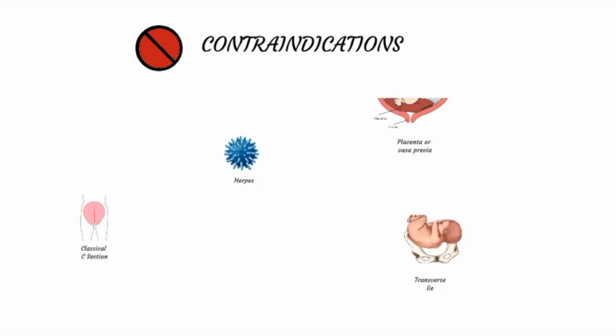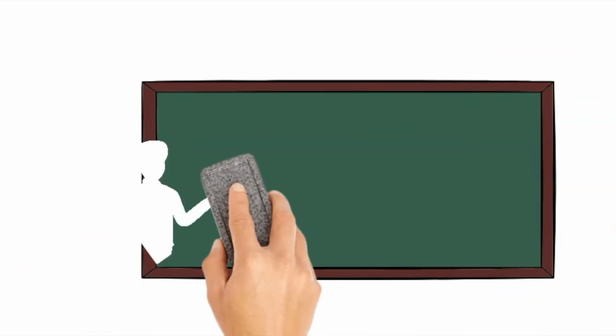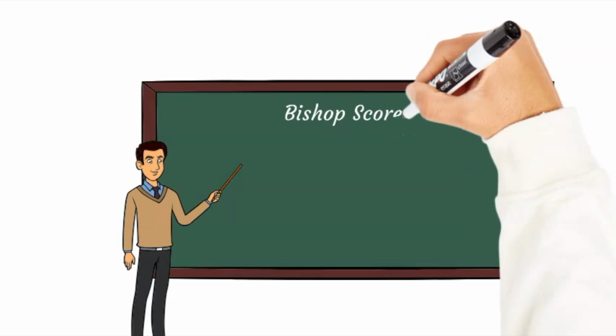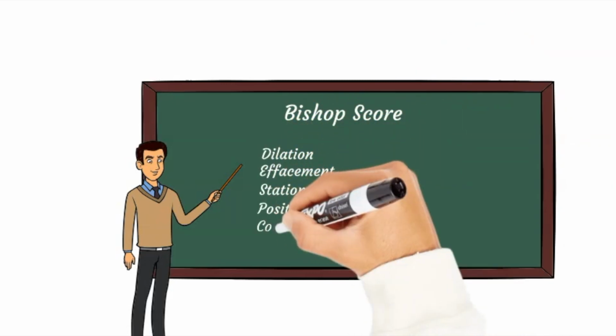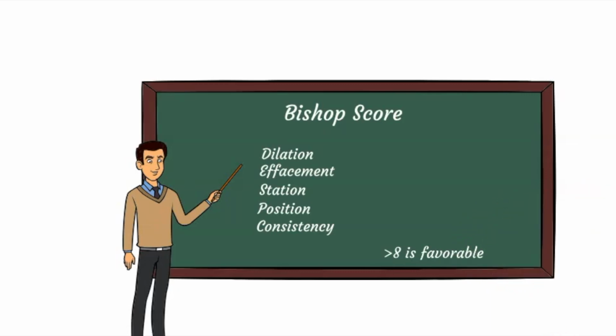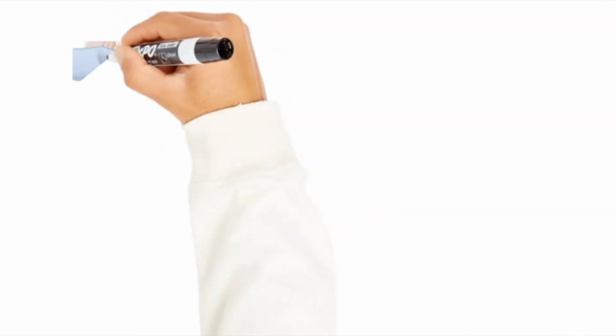Cervical assessment is done by calculating Bishop's score. It has 5 components, and if the patient scores more than 8, the cervix is considered favorable with a higher chance of successful induction. Induction of labor can start in clinic by performing membrane sweep.